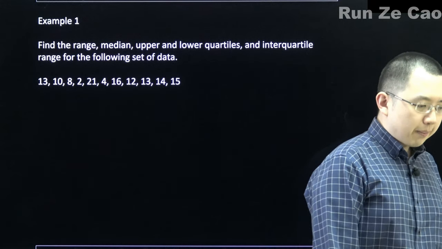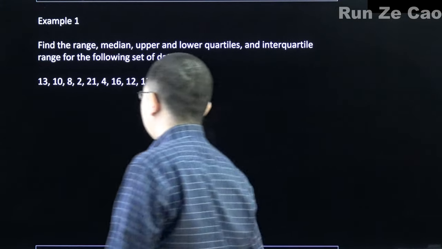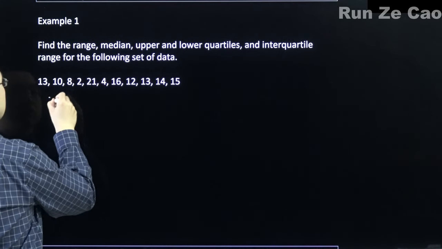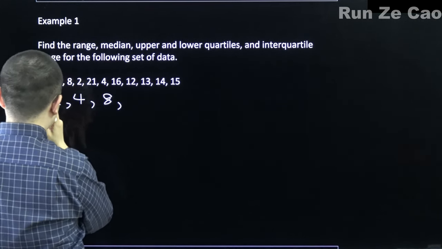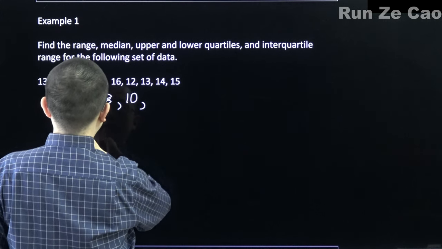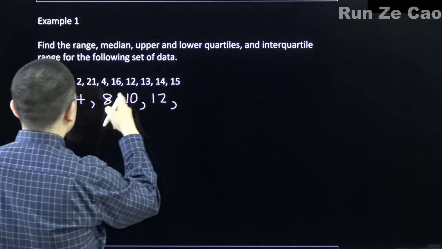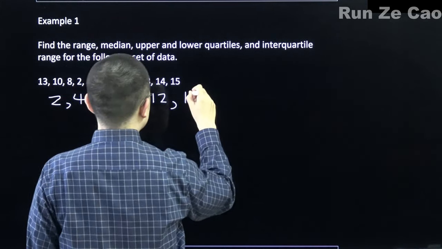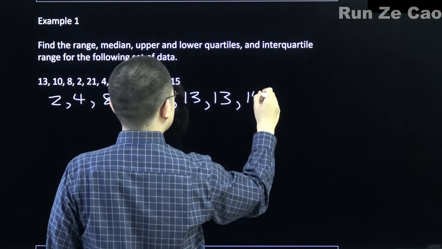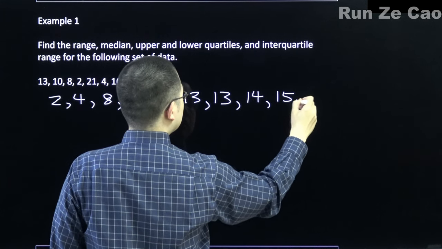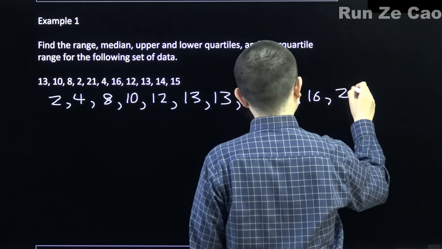Find the range, median, upper and lower quartiles, and interquartile range for the following set of data. Well, we gotta write this out from smallest to largest. So it's 2, 4, 8, and then we got 10, do we have 11, no, 12, and then we got 2 13s, 13, 14, 15, 15, 16, and 21.